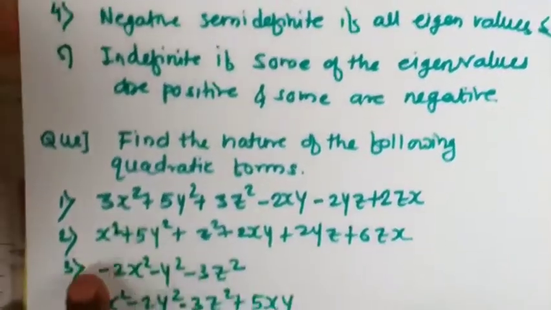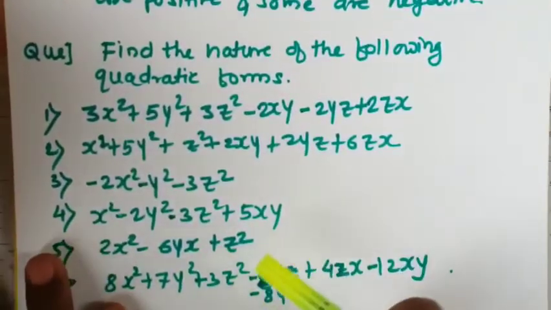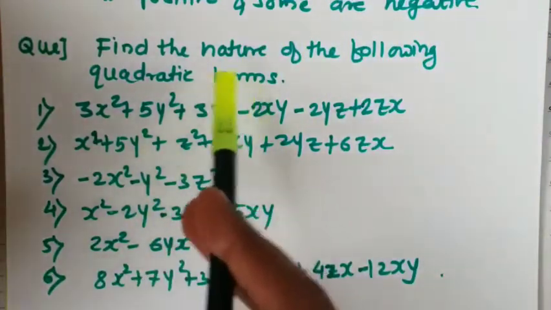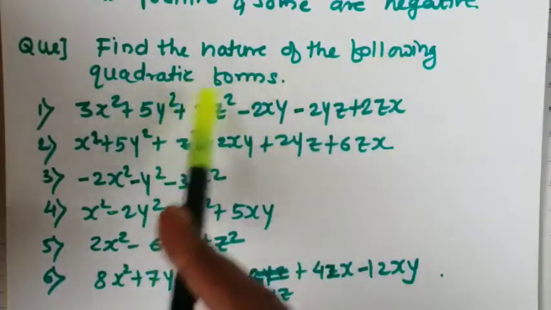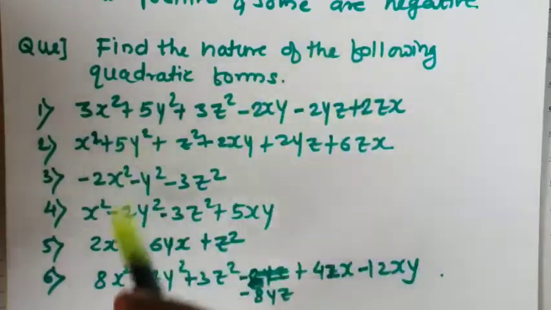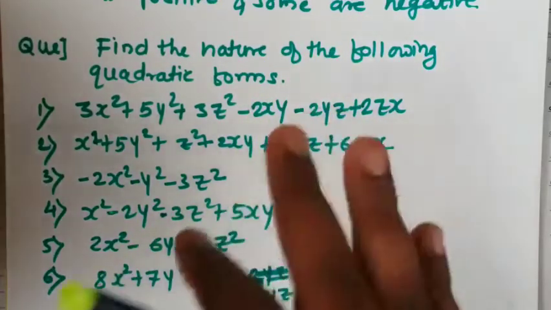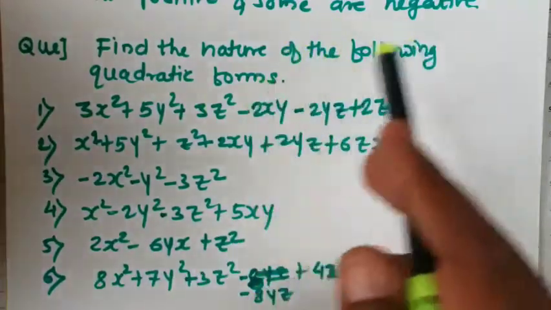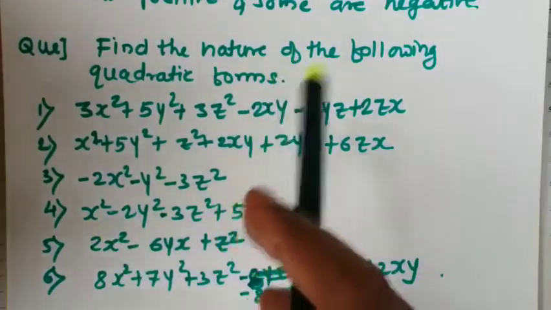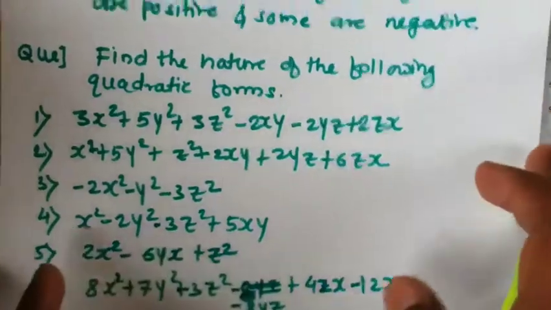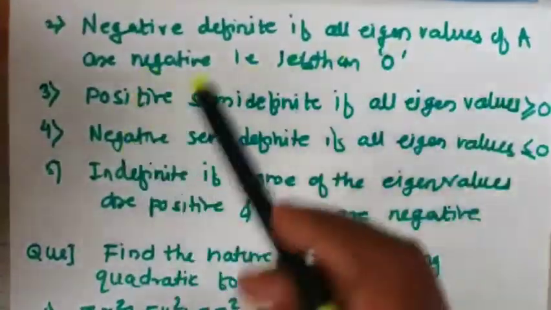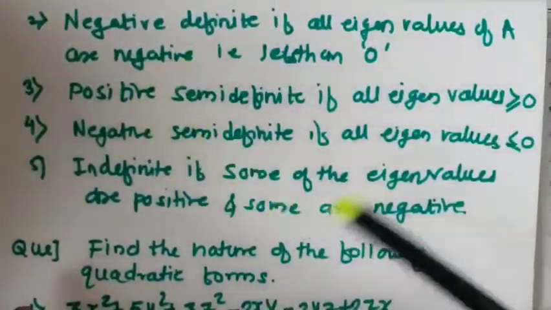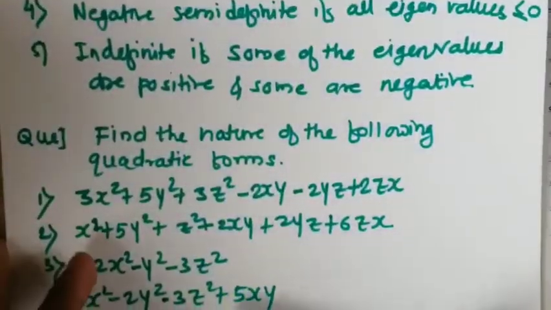Okay, now in this topic only one type of question we are going to take. Find the nature of the following quadratic forms. Here I have listed 6 examples. Out of those, 1 or 2 I will do, the remaining you can do on your own once you understand how to check the nature of a quadratic form. Nature of quadratic form means what? We need to decide in which one of these 5 types the given quadratic form belongs. That we have to decide.